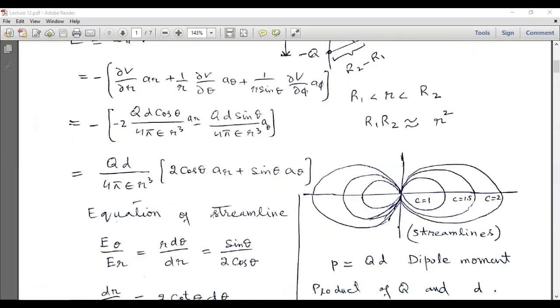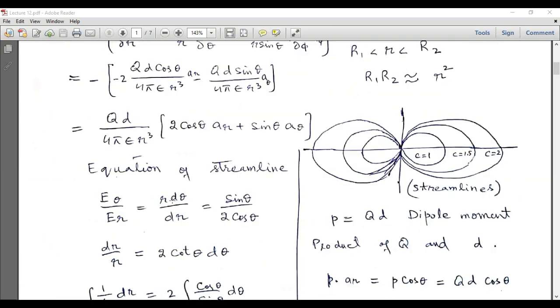So we can evaluate the equation of the streamline. In spherical components, the equation of the streamline is E theta over E r equal to r d theta over dr. E theta is equal to qd over 4 pi epsilon r cube into sin theta, and E r is equal to qd over 4 pi epsilon r cube into 2 cos theta. When we divide these two components, E theta over E r, we will just have sin theta divided by 2 cos theta. So sin theta over 2 cos theta will be equal to r d theta over dr.